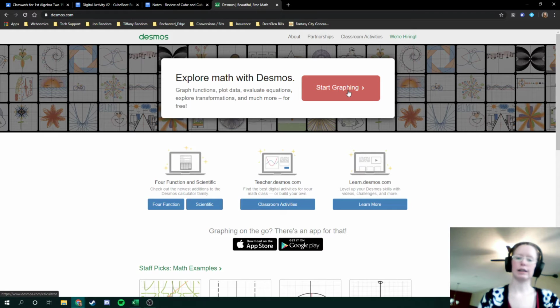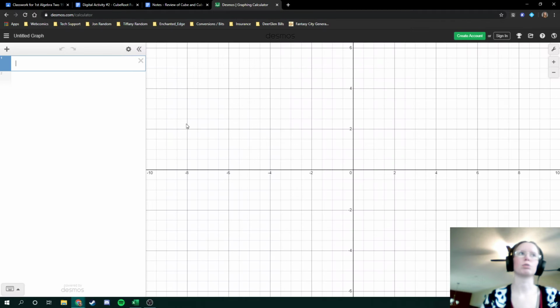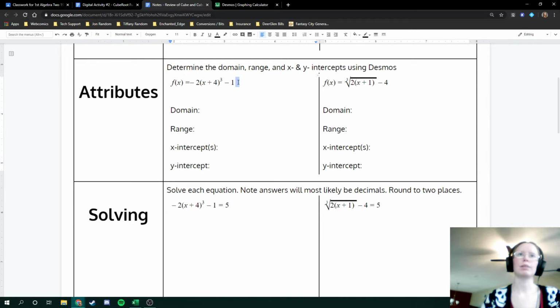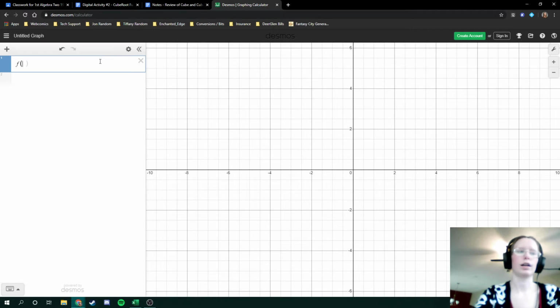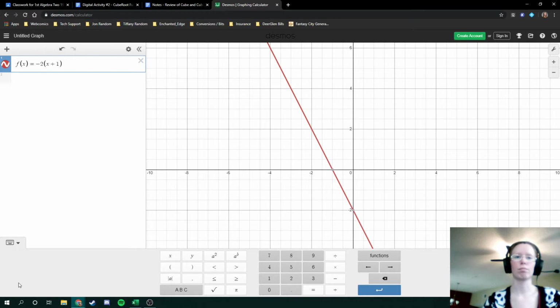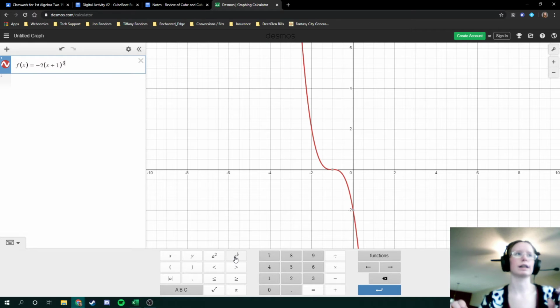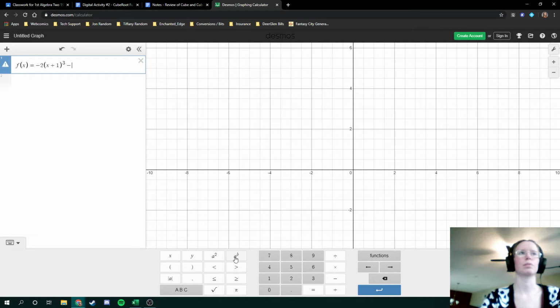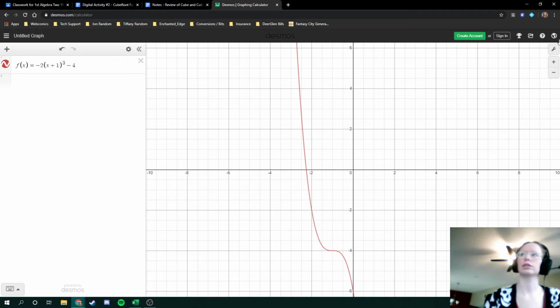So Desmos.com, start graphing. So it opens up this. I'm going to type in this first function just like I see it. So f of x equals -2 x plus 1. Now to get the exponent, down at the keyboard at the bottom, there's something that looks like a to the b, this guy right here. I'm going to click on that and it lets me type in any exponent. And then what was it? -4? Yeah. Alright, so there's our function.